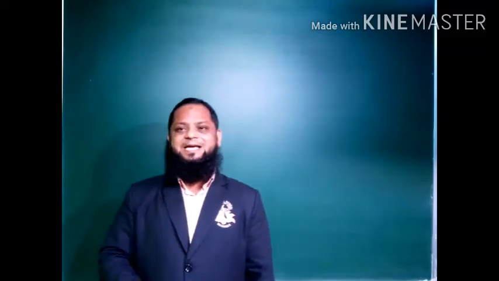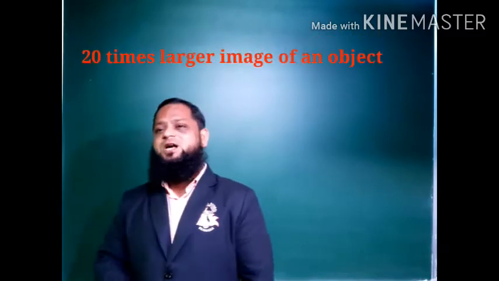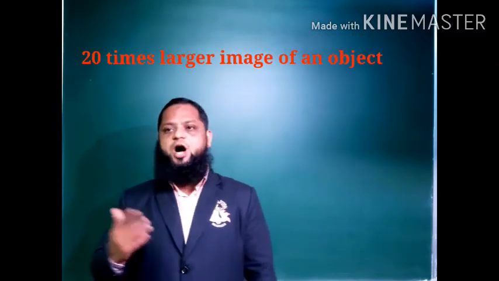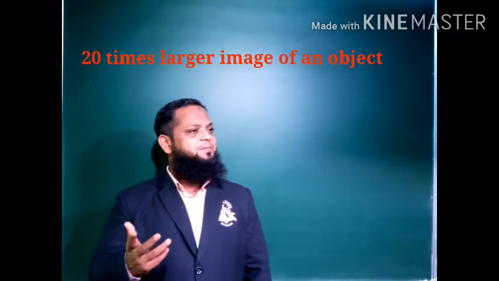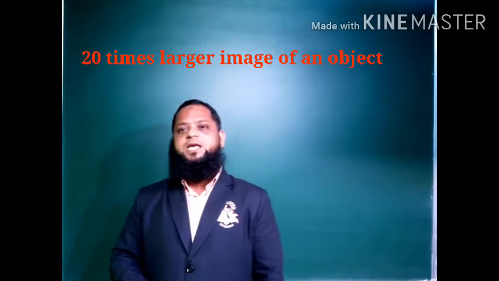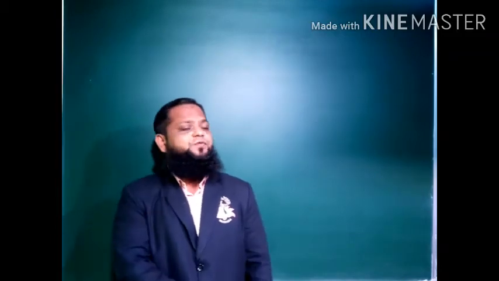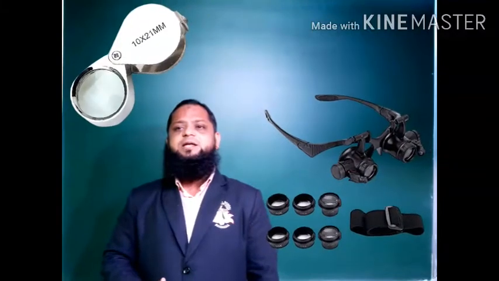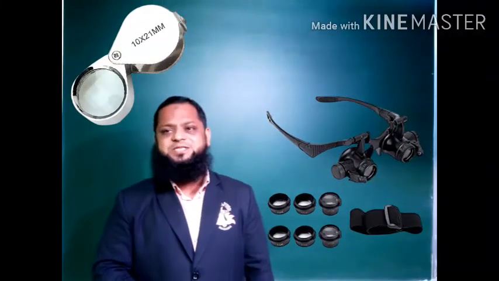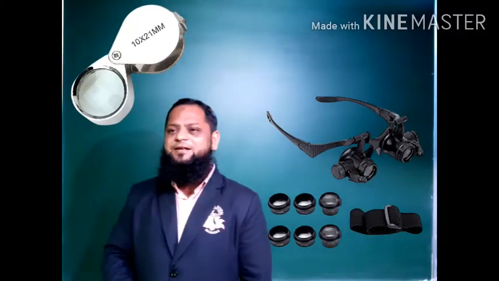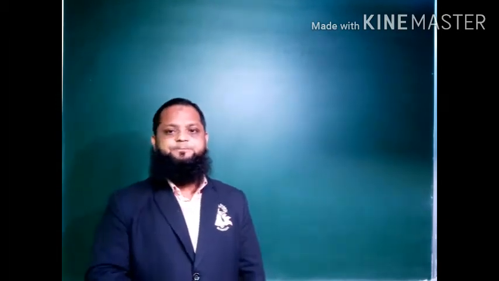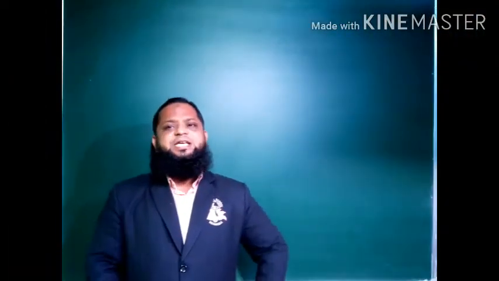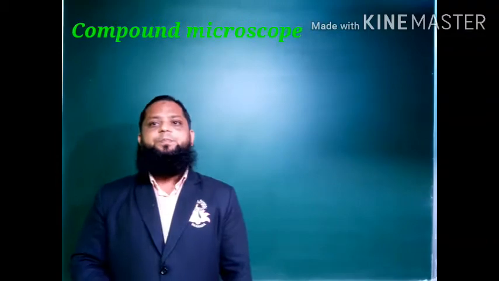One can get a 20 times larger image of an object using such microscope. These are used for watch repair, testing precious gems and finding their defects. Convex lens is also used in compound microscope.